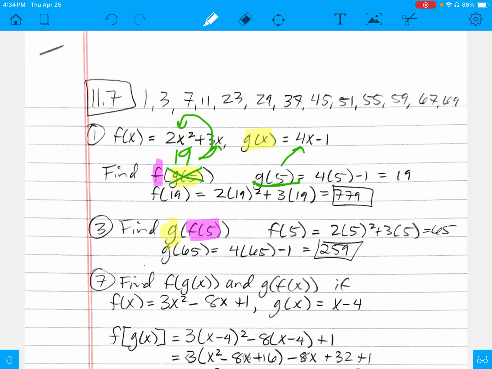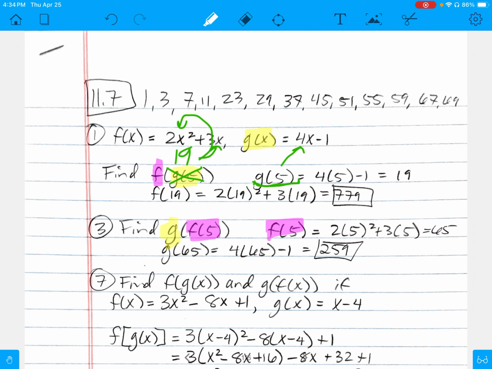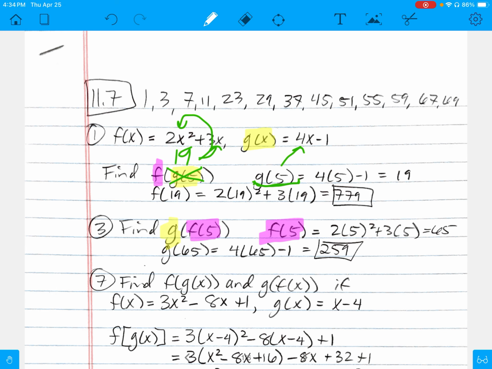Okay, so I am going to go to that f function since we're starting at the inside, and I say, okay, I want f of 5. That means I'm going to grab the number 5. I'm going to plug it in everywhere I see an x in the f of x function. So I would have 2 times 5 quantity squared plus 3 times 5. And when I simplify that, I get a value of 65.